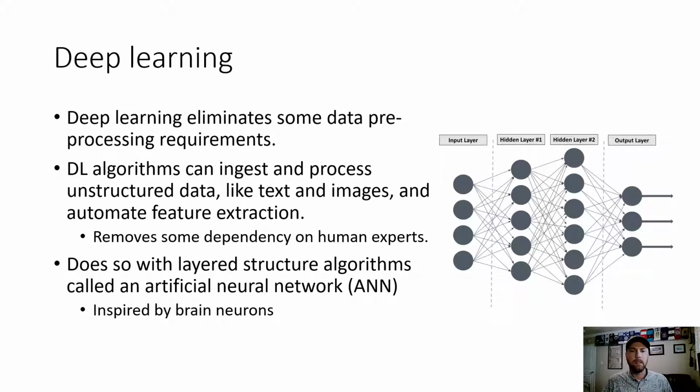It does so with layered structure algorithms called an artificial neural network, or an ANN. And you can see the example here on the right. We have the input layer, we have hidden layers, and this is where we start to see the model based off human neurons, right? Brain neurons, where one input can have multiple outputs, and then the resulting output from that can have multiple outputs. And so it becomes this web of potential pathways, and ultimately they lead to the output layer, which, after the deep learning algorithm has been trained enough times, has a fairly low margin of error.